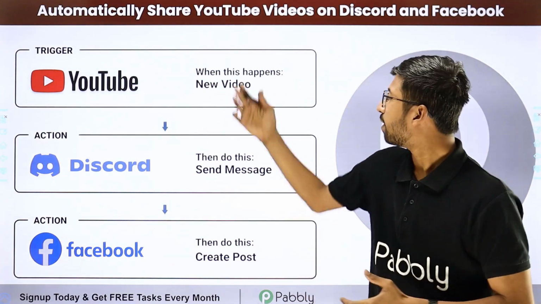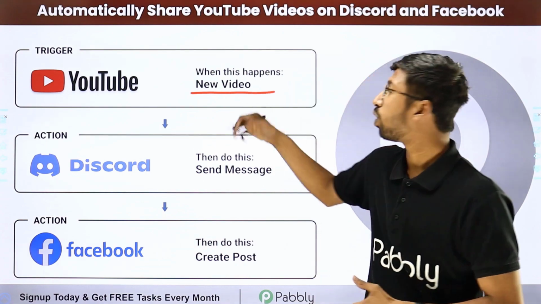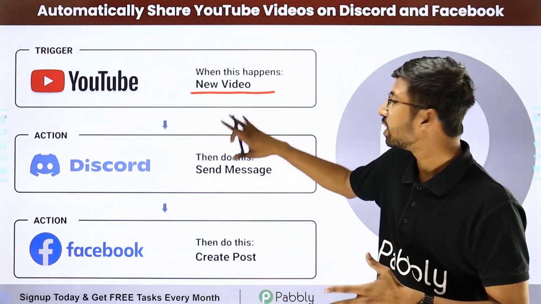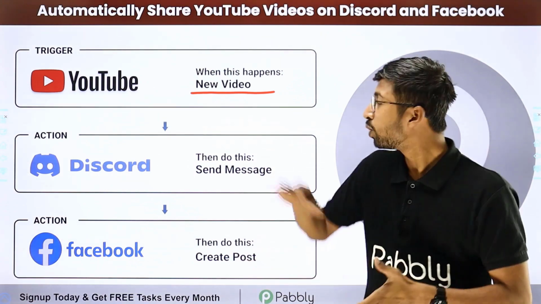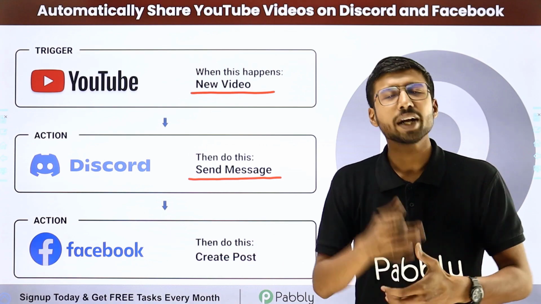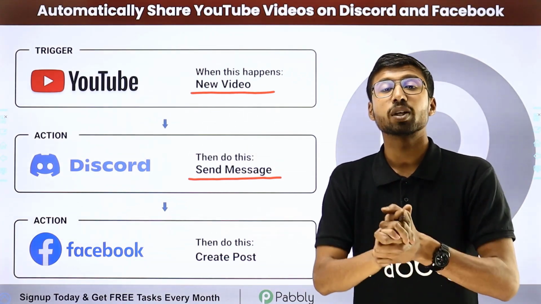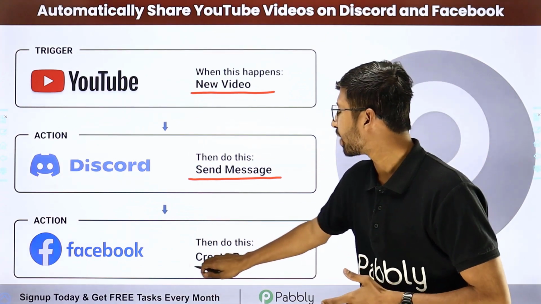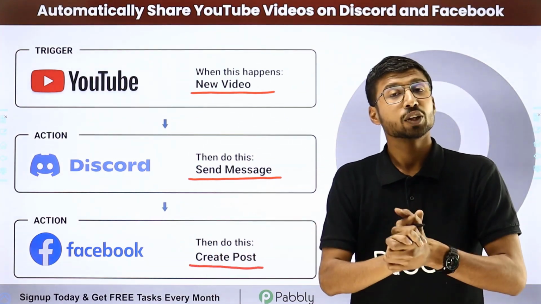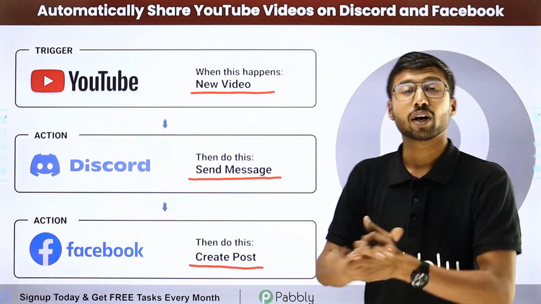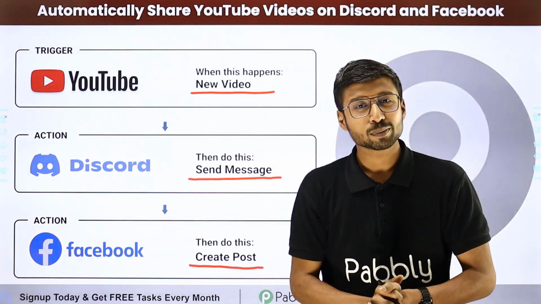So in this automation, whenever we are going to share a new video on our YouTube channel, automatically guys, with the video link and the other details like title and description of the video, we will send a message with all these details on our Discord channel so that you can update the new video to your Discord community as well. And then after that, automatically we are also going to create a post on our Facebook page so that you can update your Facebook community as well with the new YouTube video which you have created. Now guys, how you can set up this automation?